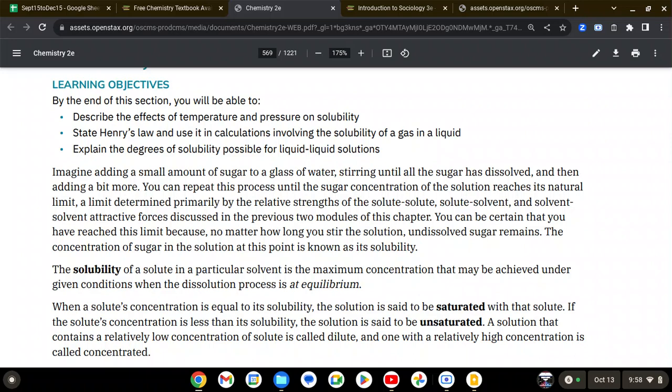Imagine adding a small amount of sugar to a glass of water, stirring until all the sugar has dissolved, and then adding a bit more. You can repeat this process until the sugar concentration of the solution reaches its natural limit, a limit determined primarily by the relative strengths of the solute-solvent and solvent-solvent attractive forces discussed in the previous two modules of this chapter. You can be certain that you have reached this limit because no matter how long you stir the solution, undissolved sugar remains. The concentration of sugar in the solution at this point is known as its solubility.